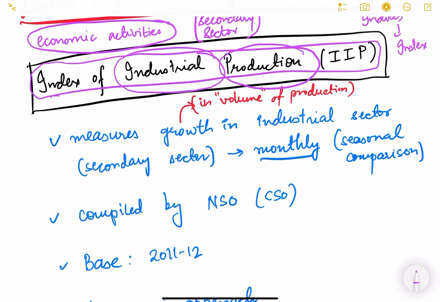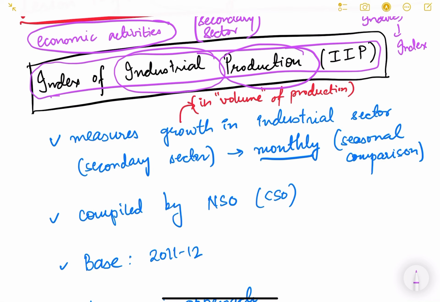Now, the index of 8 core industries is separately compiled by the Office of Economic Advisor. It is known as the Index of Core Industries, a separate index, ICI. It is compiled by the Office of Economic Advisor in DIPP, the Department of Industrial Policy and Promotion in the Ministry of Commerce and Industry. IIP is a separate index. In IIP also there is a part for core industry, known as IIP core. The Index of Core Industries is calculated separately by the Office of Economic Advisor. Keep this in mind.